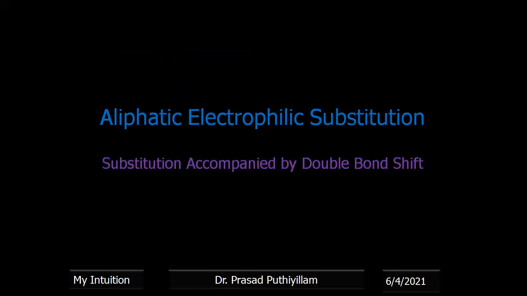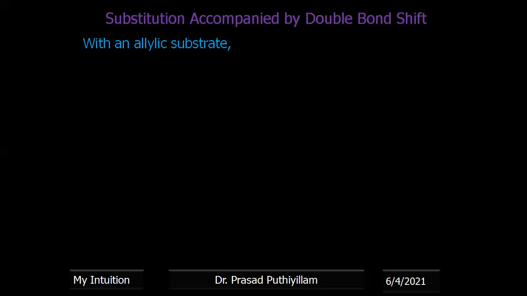CH3I means alkyl iodide. Now the second stage of this video is substitution accompanied by a double bond shift, that is, aliphatic electrophilic substitution followed by double bond shift. This is usually seen in the case of the SE1 mechanism. A double bond shift means a double bond should be there in the substrate, and if it is in the allylic position, it is most favorable for this type of arrangement. So this is the allylic position, and this is the allylic substrate.